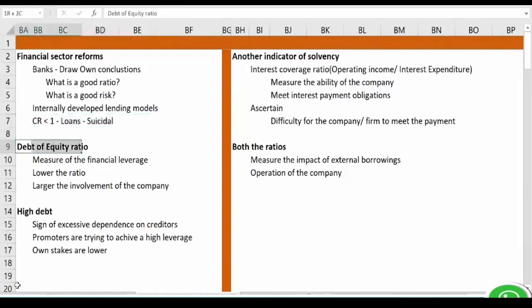Next, let us also talk about solvency, that is measured through the debt to equity ratio. This ratio basically measures the financial leverage. We said the current ratio should be greater and greater, I mean greater than 1, greater than 1.33 and all, right? But for the debt to equity ratio, the lower the ratio, the better it is for the company. When the ratio is lower, it means there is larger involvement of the company.